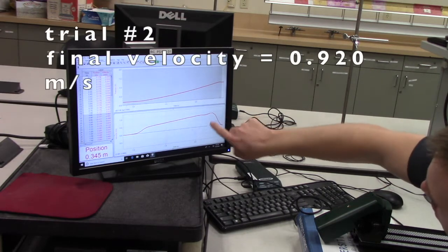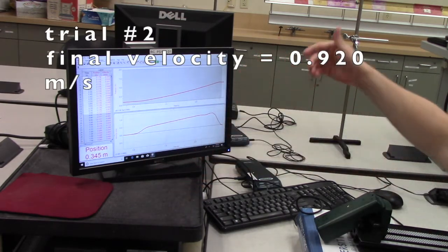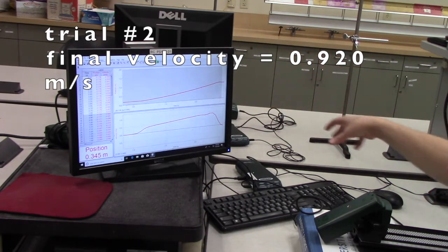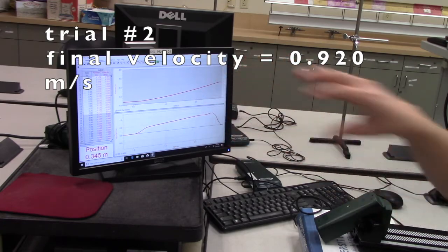This time, it's happening at 0.920 meters per second. So the final velocity of the cart, when it's at the bottom of the ramp for this trial, is 0.920 meters per second.